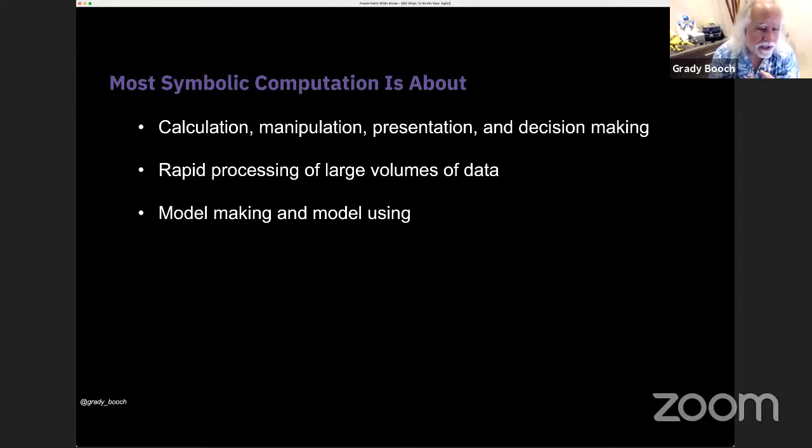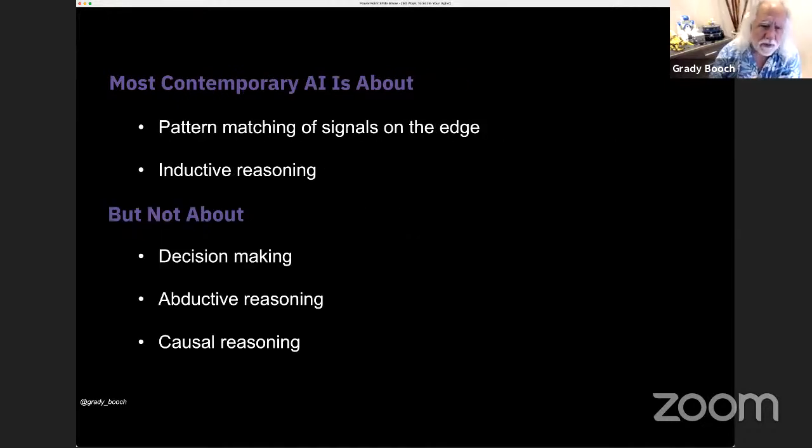And we're going to talk about something that's in a very different world. Most of you, I would imagine, are working in the world of symbolic computing. This world is about calculating stuff, manipulating decision-making, cool, large volumes of data. It's about model making and model using. But there's a different world.